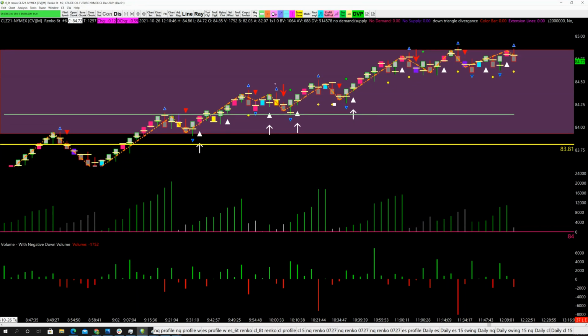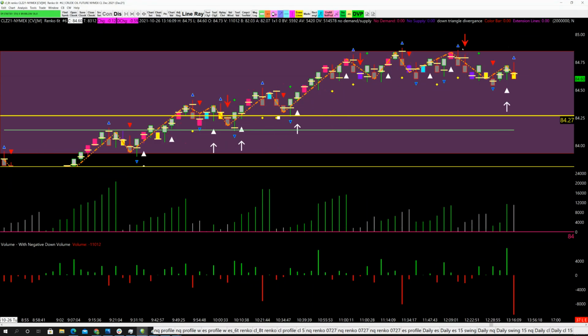There we go, all the way up here, and I would have taken it here. Right, because now we have no reason to think at this point that it's going to exhaust. So there's your entry at 10:39, but it's still 84.27, almost to 85, I believe, is where it finally gets to.